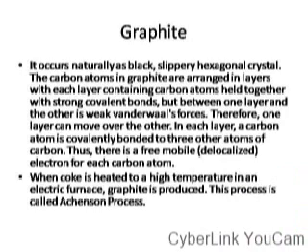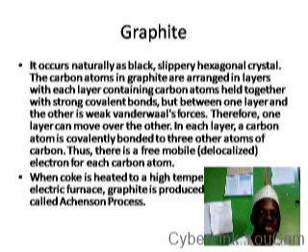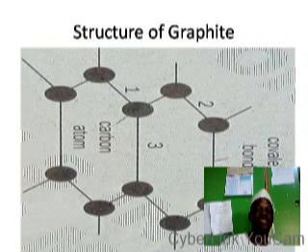Now to the other crystalline allotrope of carbon, which is graphite. Graphite occurs naturally as black, slippery, hexagonal crystals. In graphite, the atoms of carbon are arranged in layers. In each layer, each carbon atom is bonded to 3 other carbon atoms, as you will see in the next slide.